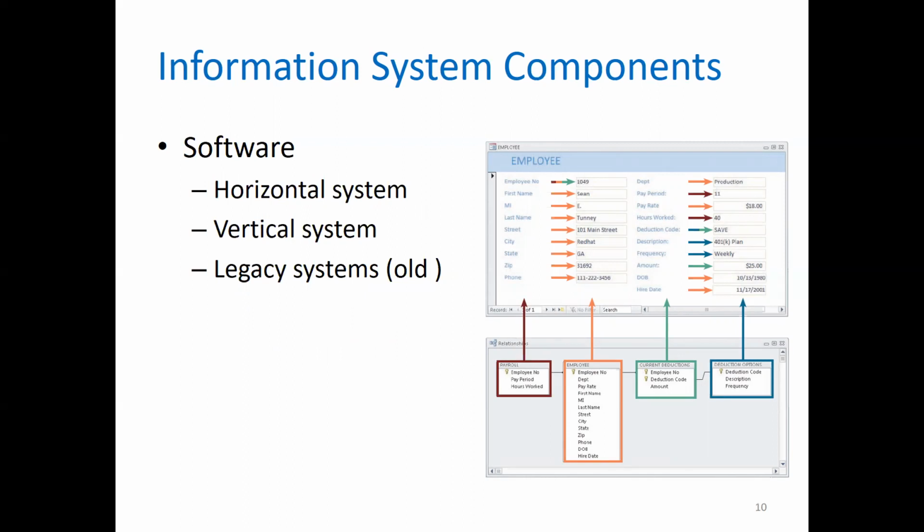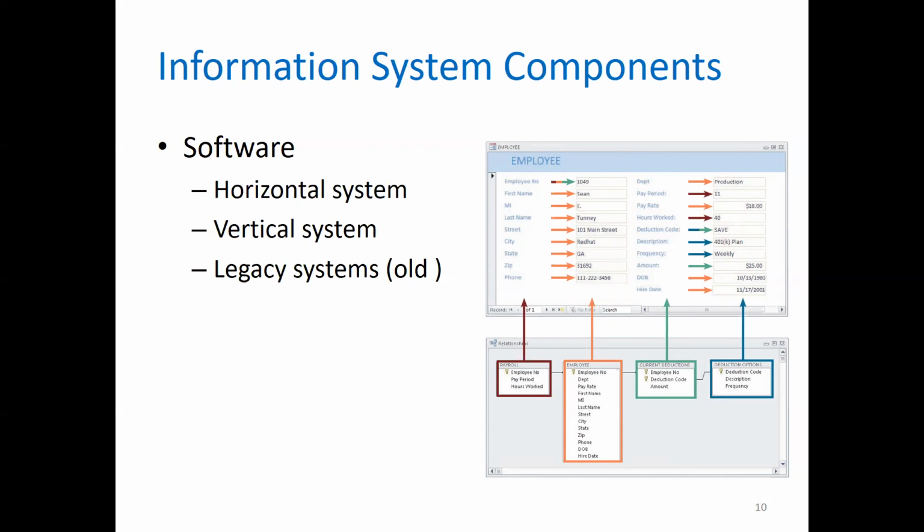Information system components, software, continued. So we have two more types of software: horizontal system software and vertical system software. Now, legacy systems, or old systems, are just given there so that you know what those are. When you talk about legacy, those are systems that have become very old or have been used by the organization for a long period of time.